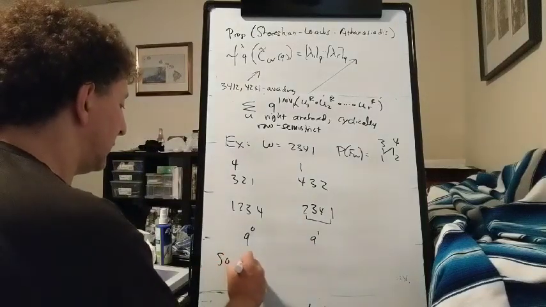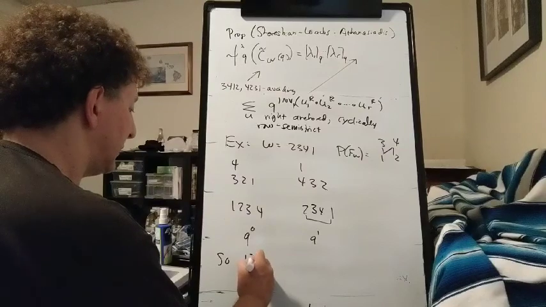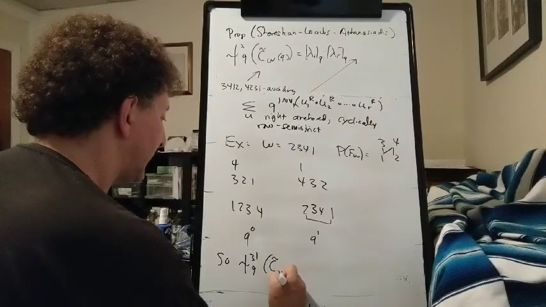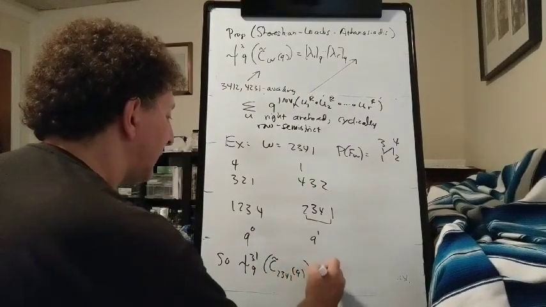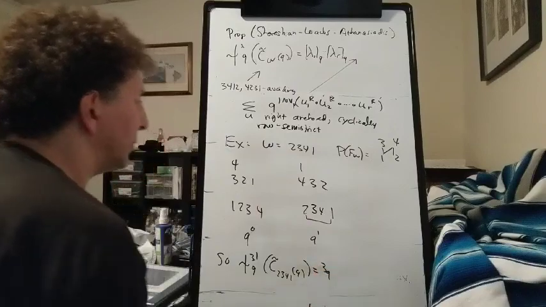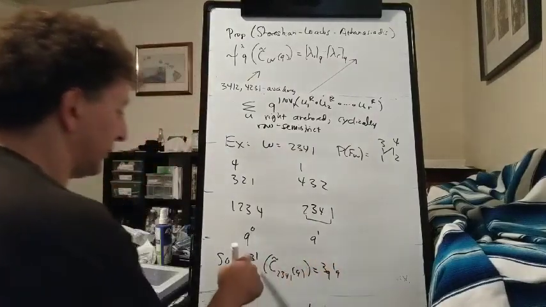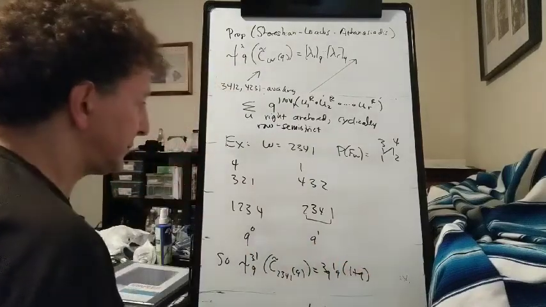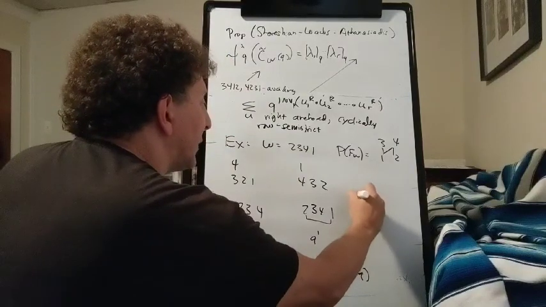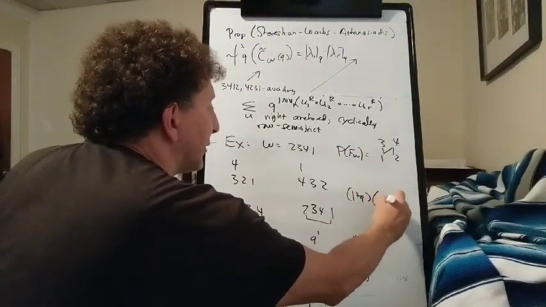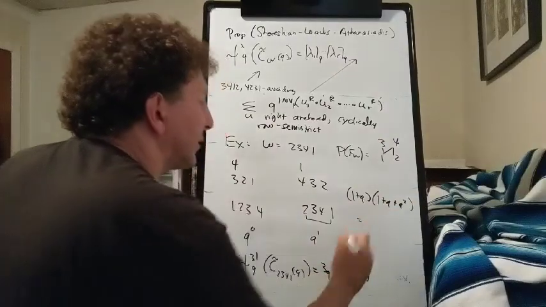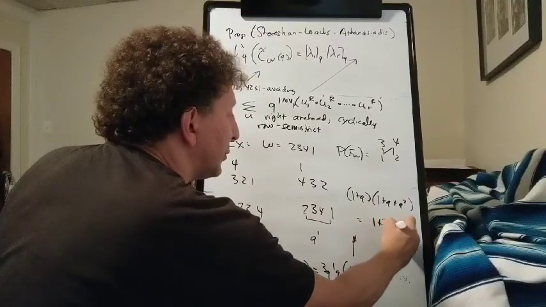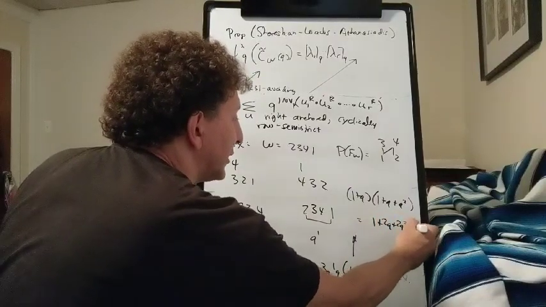So chi 3,1, the Kazhdan-Lusztig basis element, equals the Q-analog of 3 times the Q-analog of 1, because of the 3, 1, times 1 plus Q. So that's 1 plus Q times the Q-analog of 3, which is 1 plus Q plus Q squared. So that is 1 plus 2Q plus 2Q squared plus Q cubed.